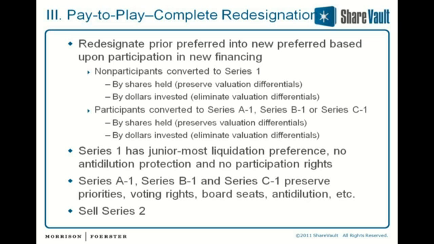In this redesignation, you often see non-participants converted into a Series 1, which I call the junior-most preferred stock. It may have some liquidation preference, but otherwise it'll have no antidilution protection and perhaps no participation rights. The participating investors get their A, B, and C converted into A1, B1, and C1, where they get to preserve all of their prior preferred stock priorities and all their voting rights and all their board seats. And you go ahead and you sell Series 2 stock to your new investor.